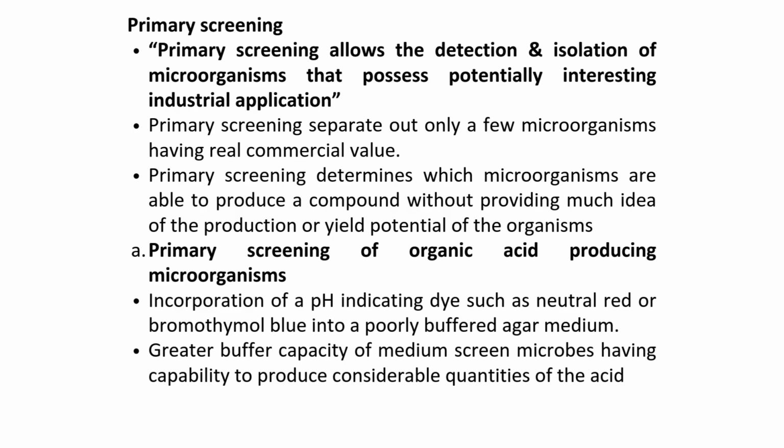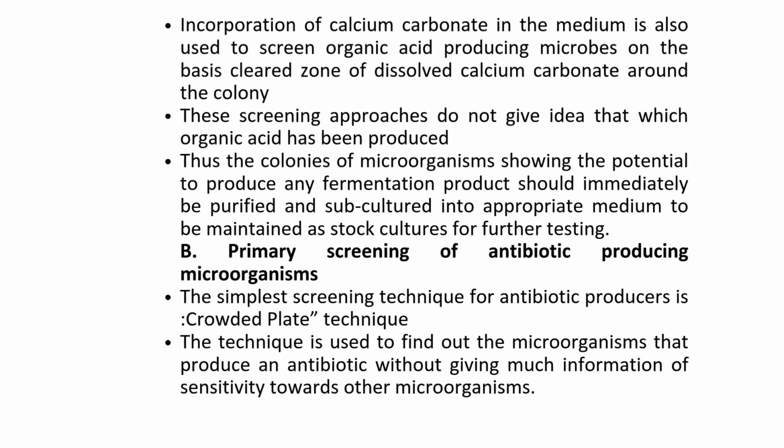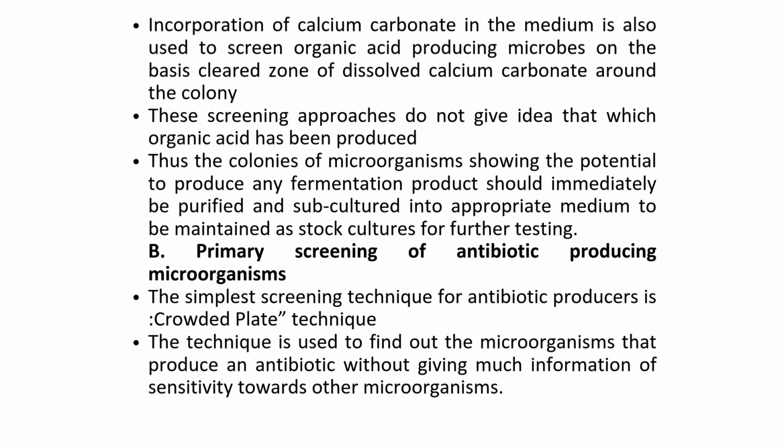Microbes that produce acid will change the color of the dye. Another method is to add calcium carbonate to the medium. Acid-producing microbes will create a clear zone around their colony as they dissolve the carbonate. However, these methods don't identify which specific acid is produced. Colonies showing potential are immediately purified and stored as stock cultures for further testing.